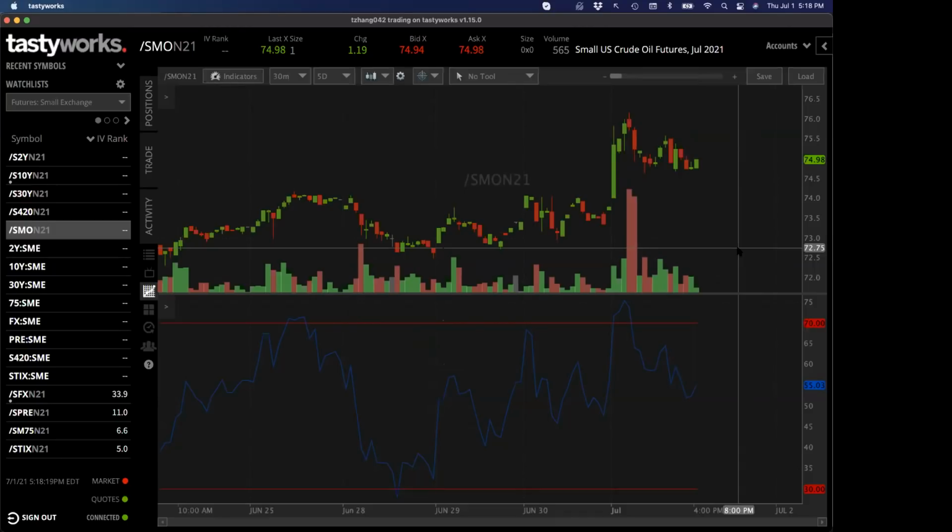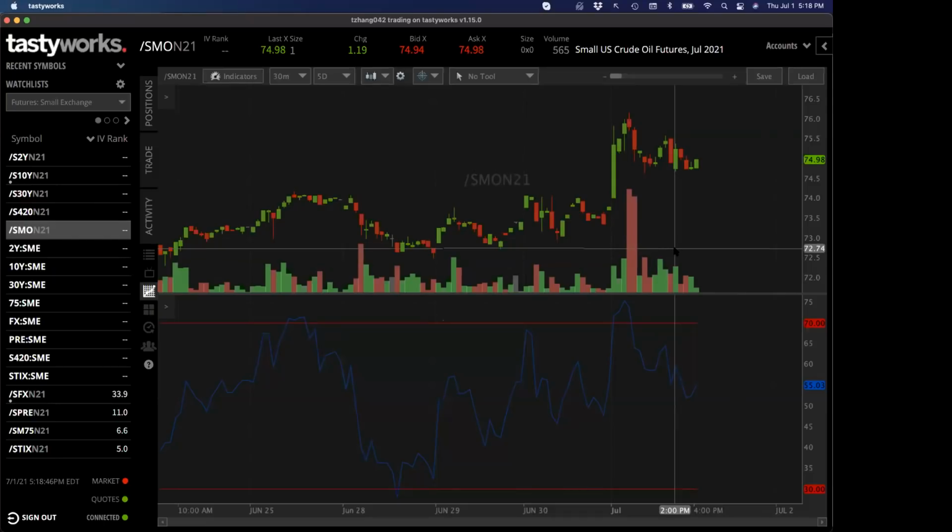USO gives you close to exposure to US oil, but USO has roll costs embedded in it. So if any one of you have bought USO and you look at how much USO moves up versus how much crude has moved up, that also is not a 1-to-1 ratio. So small futures give you direct exposure to oil, versus the other vehicles, which are effectively a proxy.